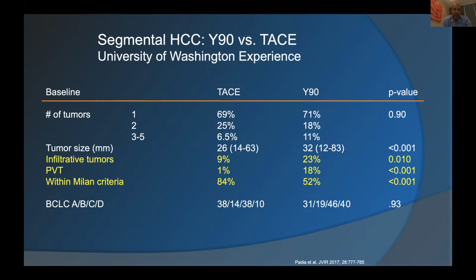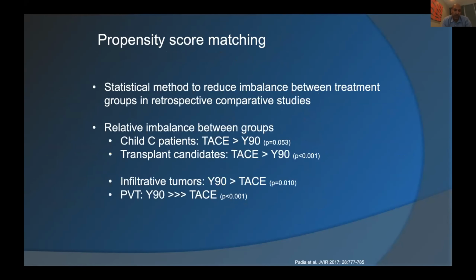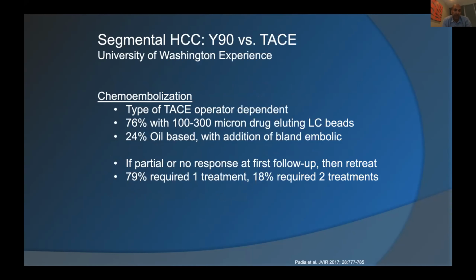And so as with any study, you have to account for those differences. And we did a propensity score matching. This is a method to reduce the imbalance between 2 treatment groups. It's very helpful for retrospective studies if you have enough patients. So for example, we had more Child C patients in the TACE group, more transplant patients in the TACE group, more infiltrative and more vascular invasion in the Y90 group. And this is a way to kind of correct the imbalances.